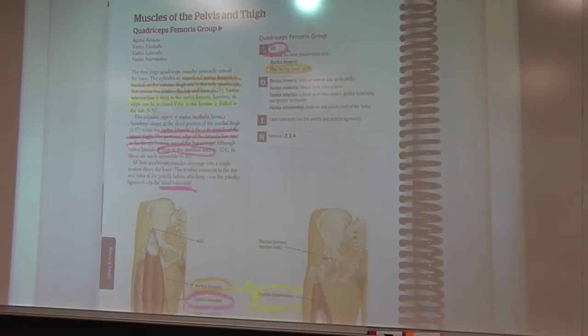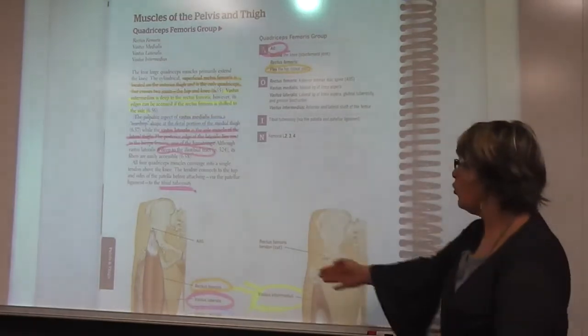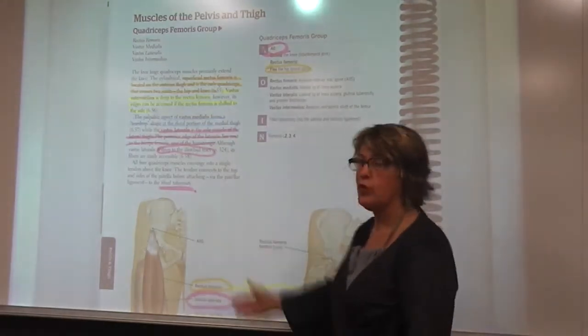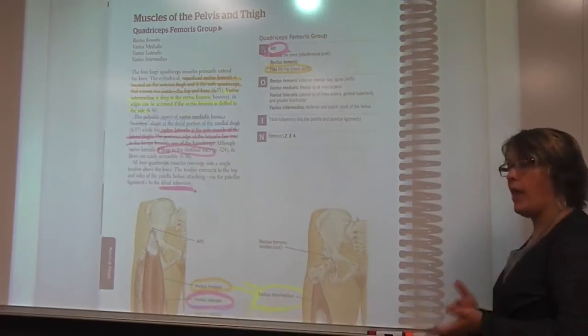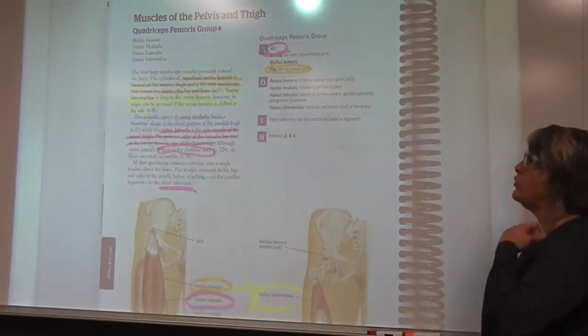The quadriceps femoris group has 4 muscles in it. Luckily, we know that quad means 4, so that might help us. And I want you to notice that I've tried to color coordinate what's important for you to know, because there is going to be a lot of muscles in this chapter, but again, they're in groups.